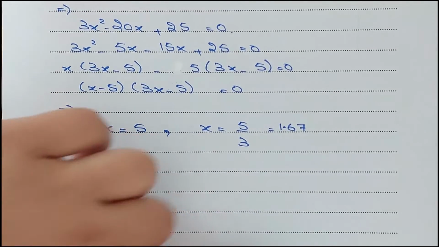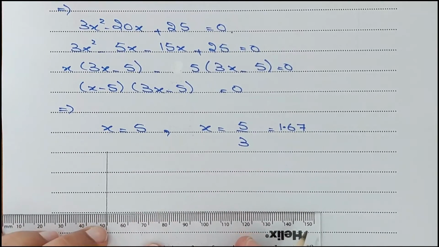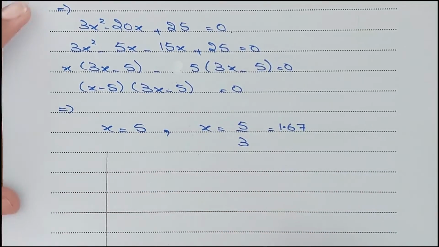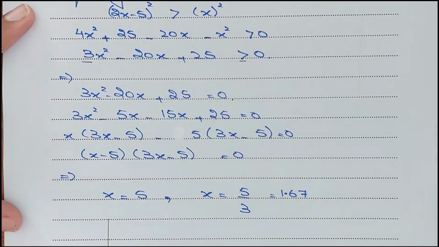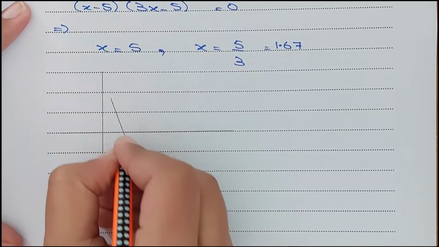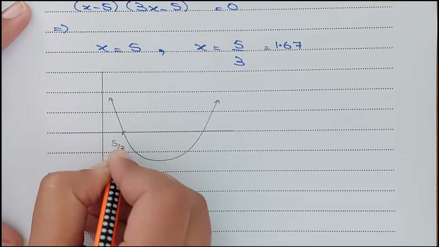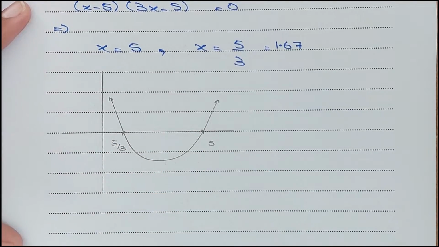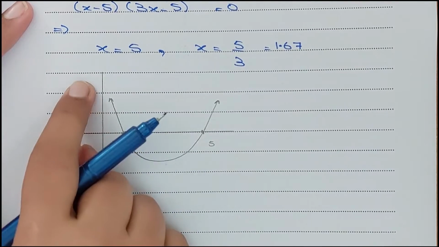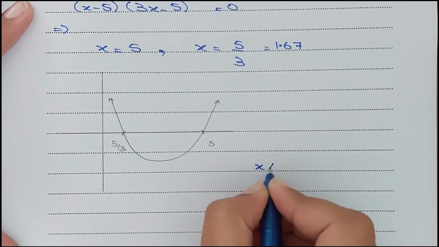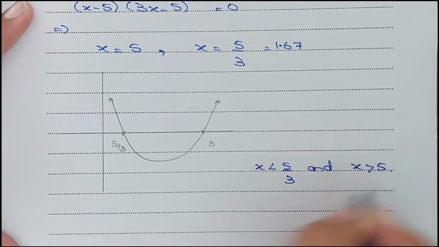Let me draw this parabola with the positive roots. It should be on the positive x side, and the opening of the parabola is upward because the x squared coefficient is positive, and we have to find where it is greater than 0. As you can see, with the upward opening, this is 5 by 3 and this is 5. So it is greater than 0 when x is less than 5 by 3 and when x is greater than 5.